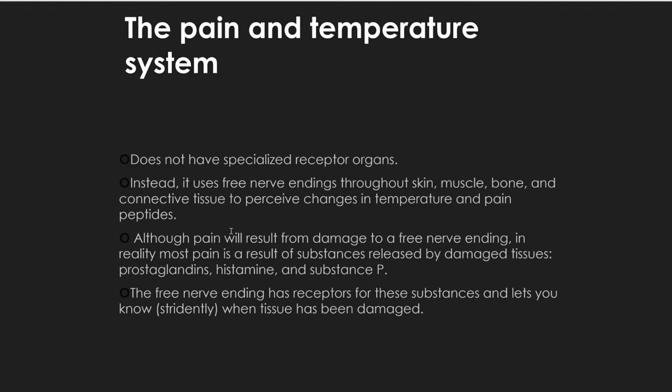And as far as pain results from damage to free nerve endings, in reality this is a result of its interaction with damaged tissues. Once you damage the tissue, it starts releasing a massive array of pain mediators. First of all, that's prostaglandins, histamine, and substance P. And the nerve ending is trophic. It has chemical receptors. It is trophic to these substances and lets you know when the tissue is being damaged.